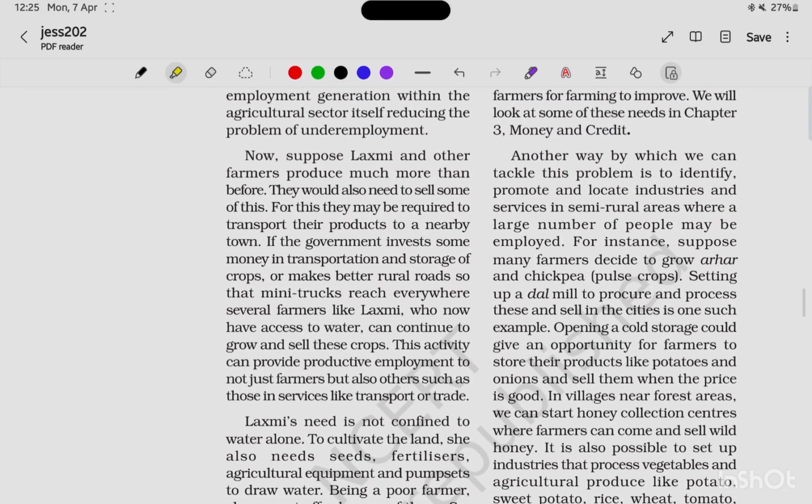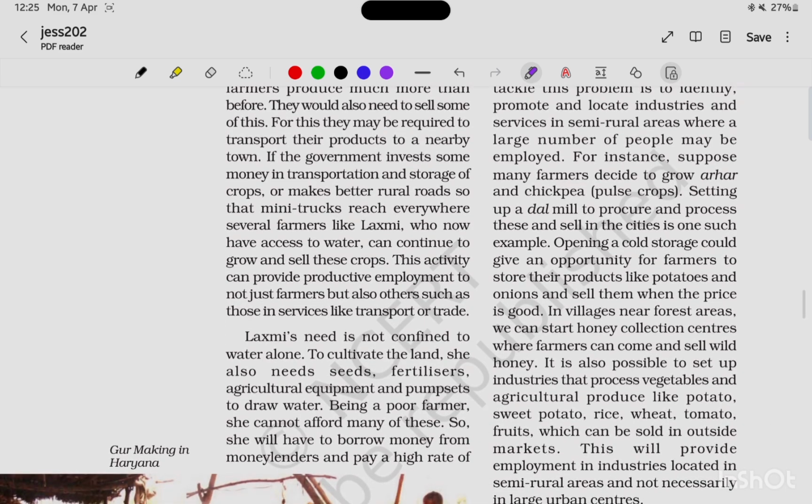Now, suppose Lakshmi and other farmers produce more than before. Due to this, they would also need to sell something. They need to sell some of this so that they could get money, rather than just food. So, for this, they may be required to transport their products to a nearby town.